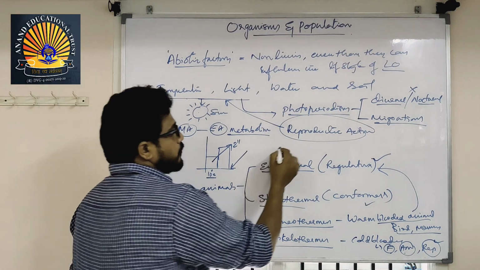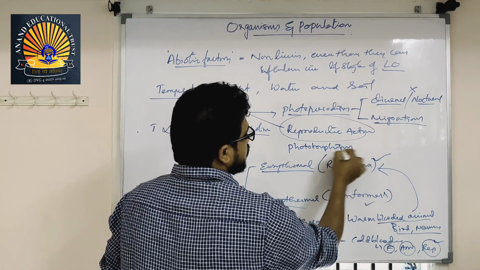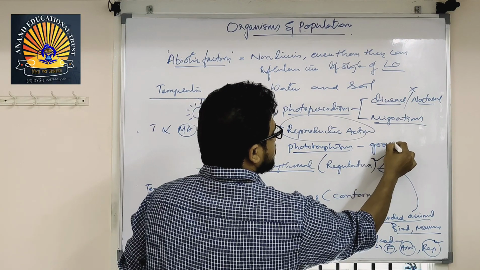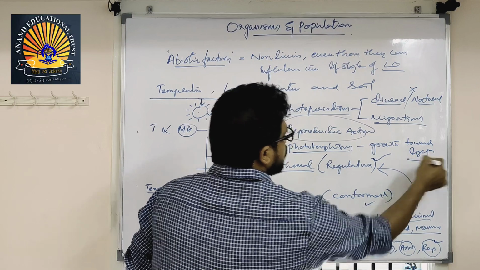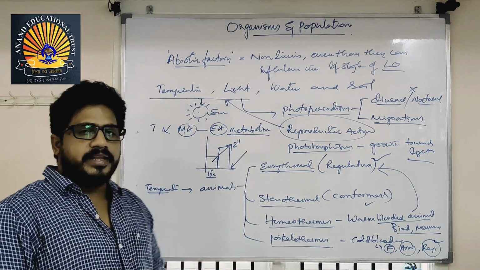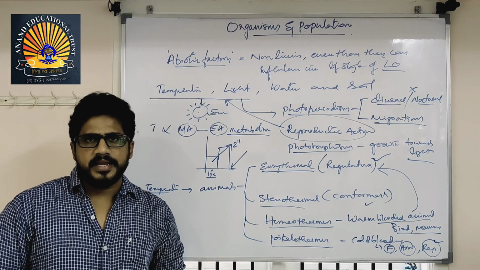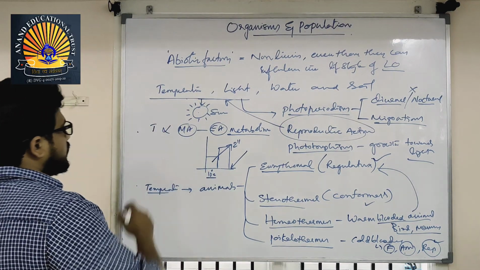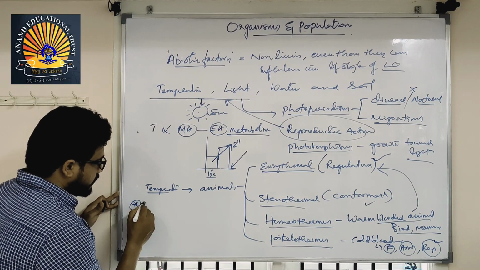And also phototropism. What is phototropism? Growth towards light. Growth towards light is called phototropism. Any plant grows towards the light only. Another one on temperature and light proportions is photokinesis.